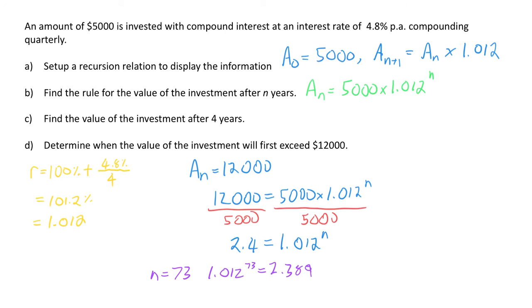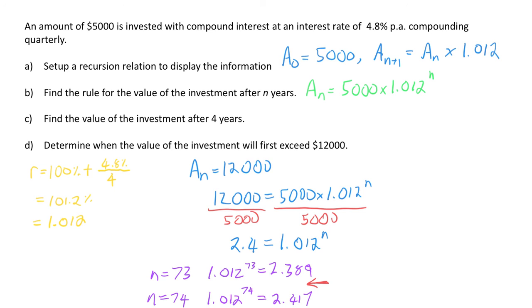So trying then n is equal to 74. 1.012 to the power of 74 is equal to 2.417. So I can see that I'm now over that 2.4 that I'm looking for. So the value is going to exceed that $12,000 mark during the 74th quarter.